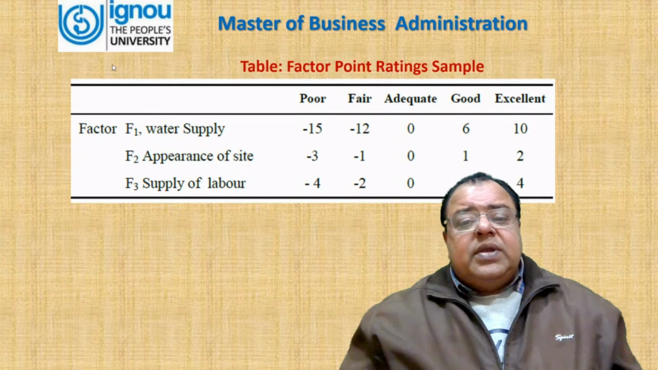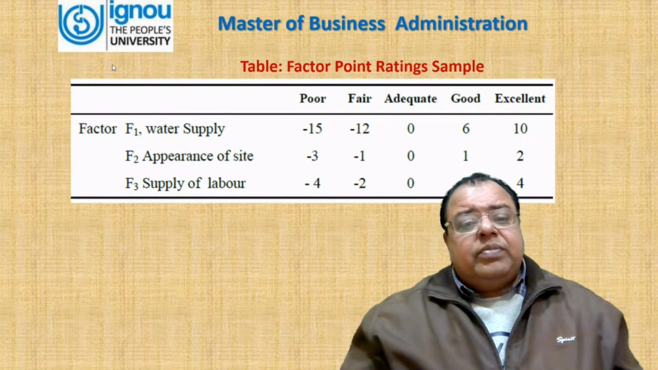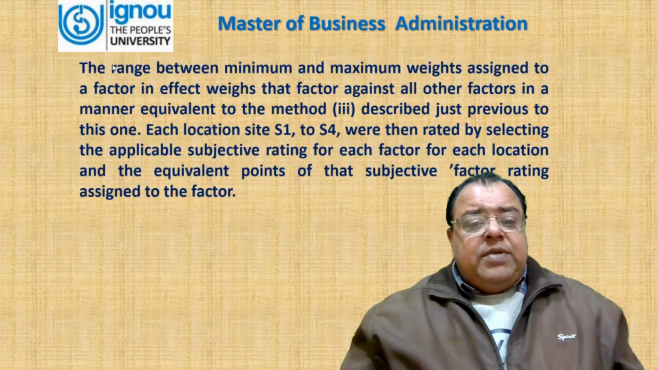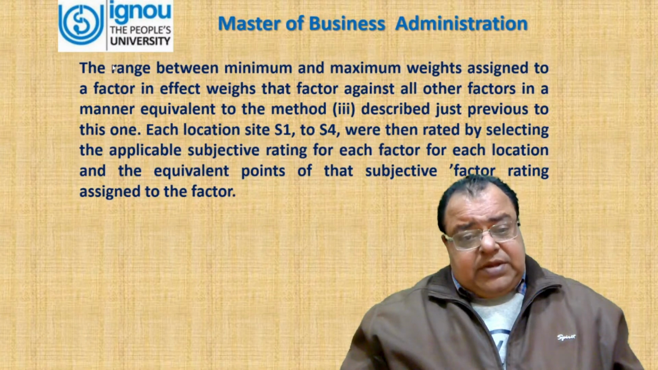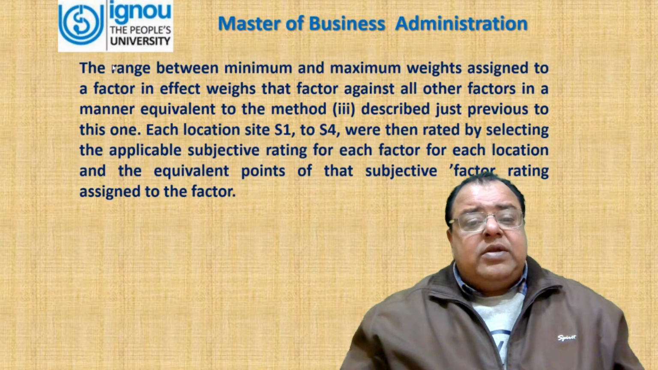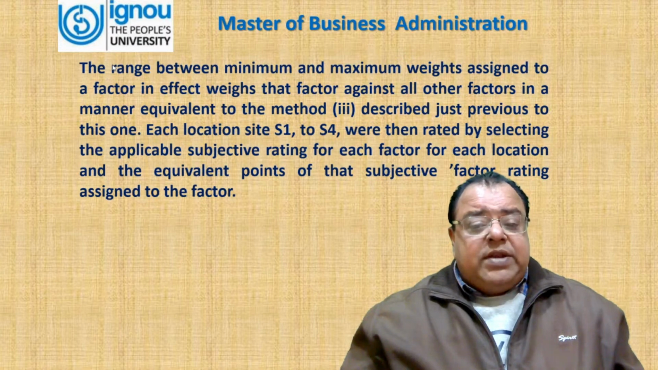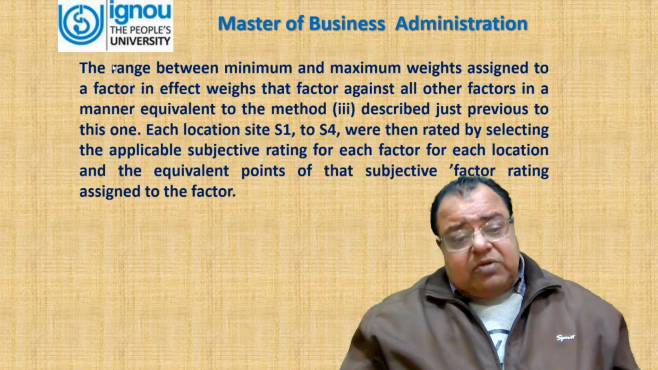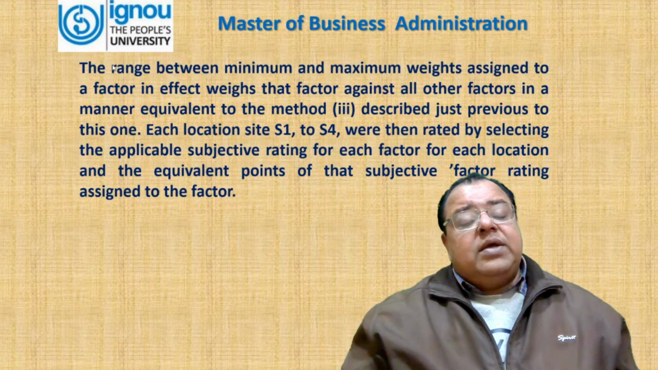So after that, this table, or we can say matrix, was formed. The range between minimum and maximum weights assigned to each factor in effect weighs that factor against all factors, in a manner equivalent to the method described just previous to this one. Each location site S1 to S4 was then rated by selecting the applicable subjective rating for each factor for each location, and the equivalent points of that subjective factor rating were assigned to the factor.